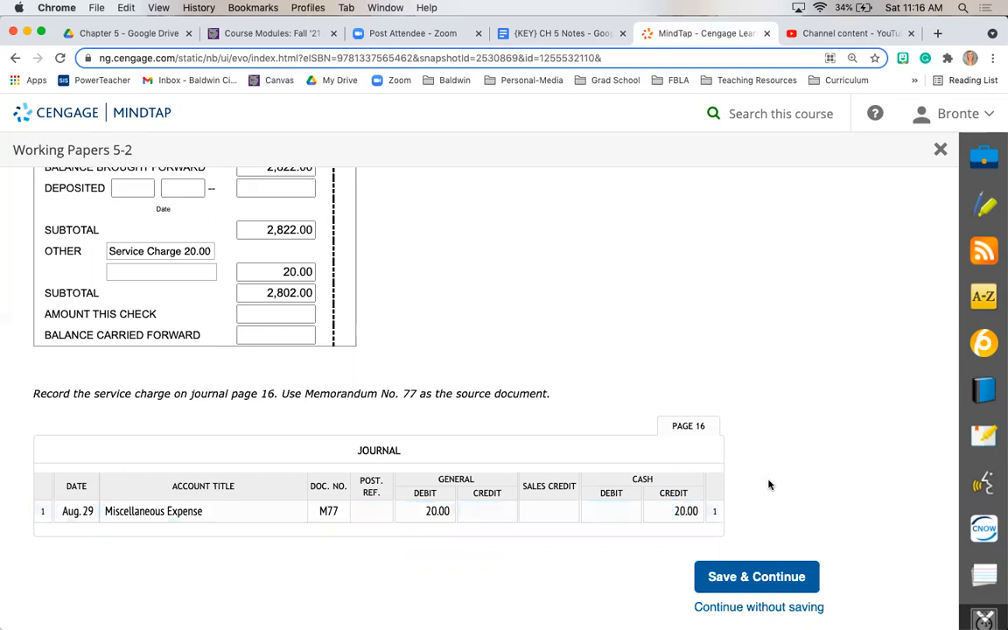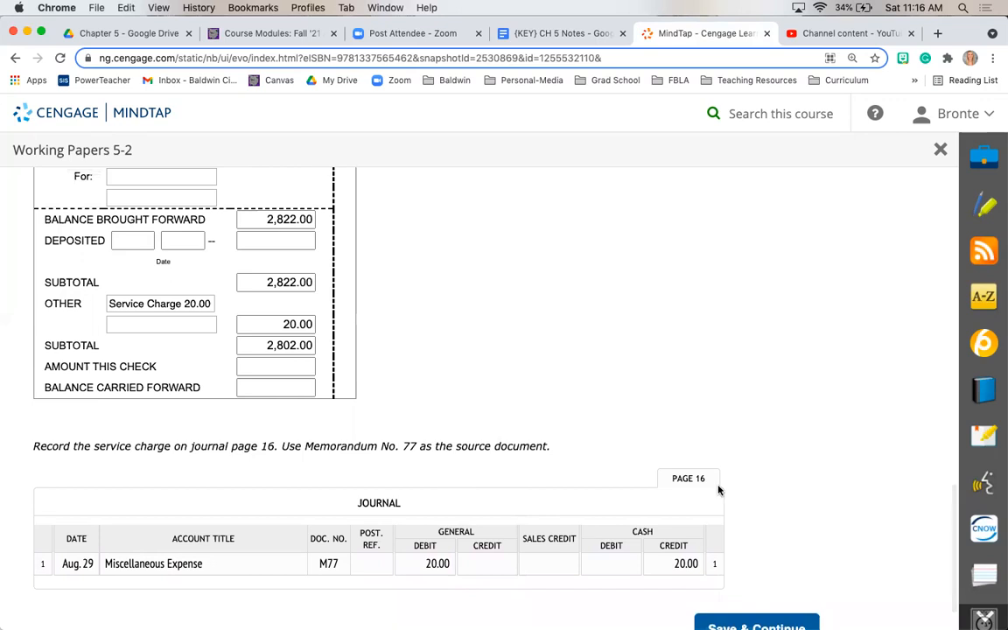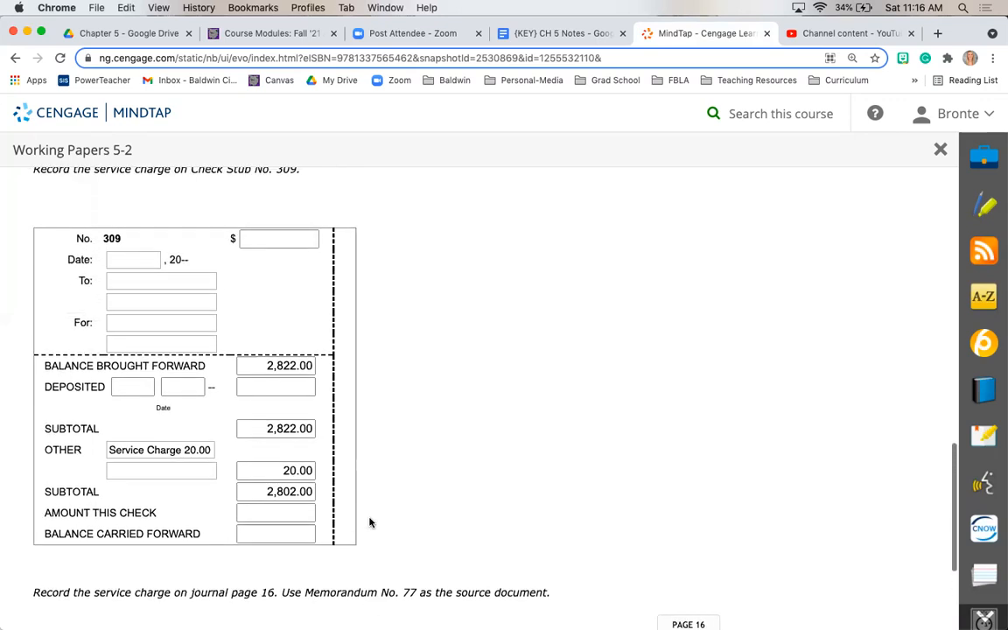Okay. That is 5.2, reconciling a bank statement with our checkbook balance and then recording that service charge in both our journal and on our check stub. Don't forget to do the on your own and the terms.